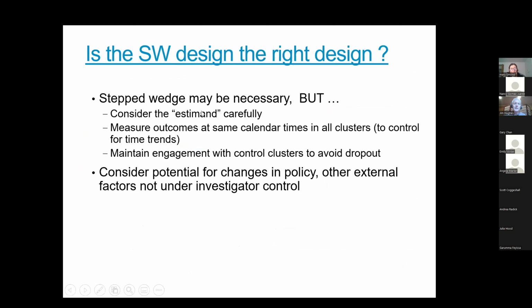So yeah, consider the estimate: measure the outcomes at the same calendar times in all clusters. You have to basically synchronize your outcome measurements across all the clusters so you control for time trends, and try and maintain engagement with the control clusters to avoid them dropping out. I've already mentioned the possibility of changes in policy or other external factors that are not under the investigator's control.